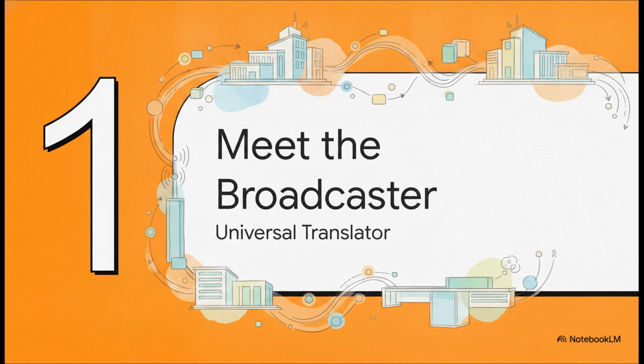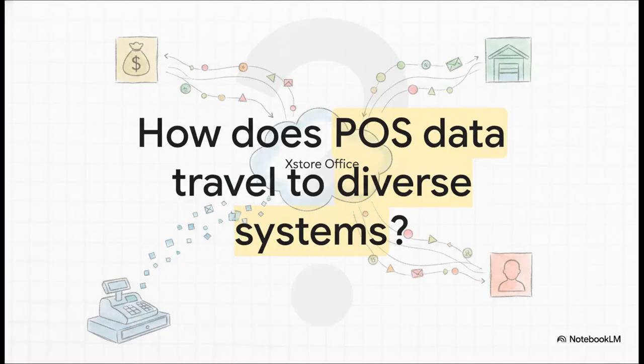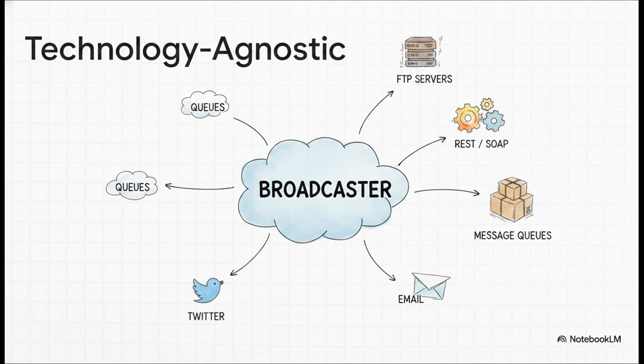Section 1. Meet the broadcaster system, the universal translator of retail data. So, have you ever actually wondered how your point of service data makes it flawlessly into wildly different external systems without completely breaking a sweat? The registers create the data, it gets replicated up to Xstore Office, sure, but how does it get handed off to third-party systems in exactly the format they expect? Well, the secret sauce here is its incredible flexibility.